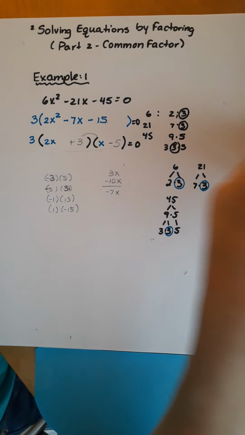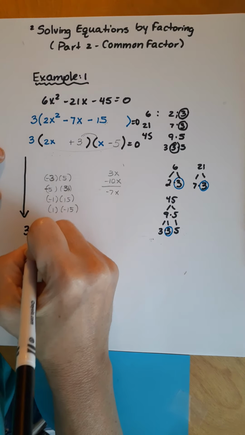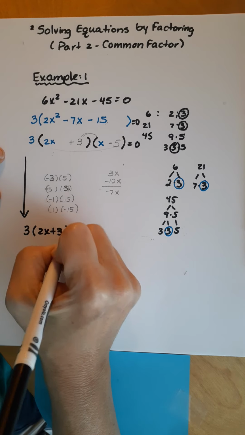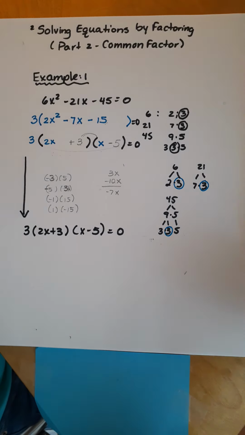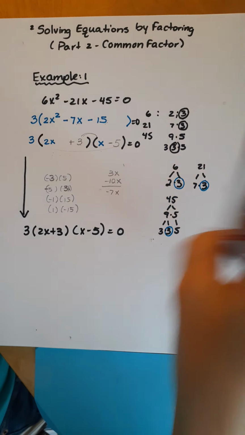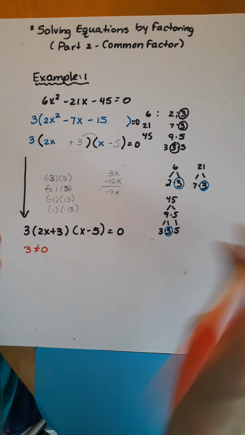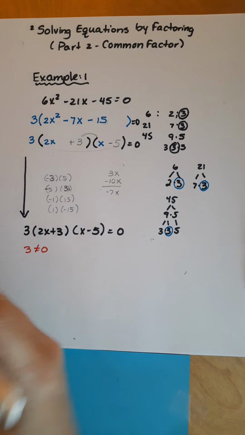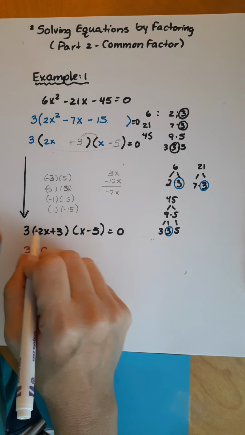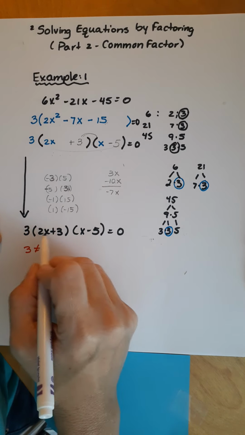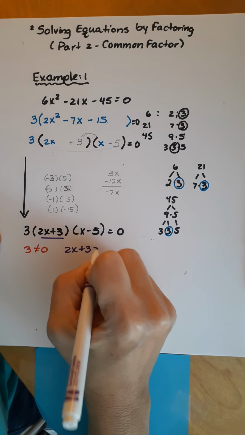All right, so let's rewrite it down here, and we're going to find the solution. 2x plus 3, x minus 5 equals 0. All right, solutions. First of all, 3 does not equal 0. This is not a solution. Now, we'll try another one. Any one of these, when they become 0, make the whole thing 0. So 3 cannot become 0. It's not a solution.